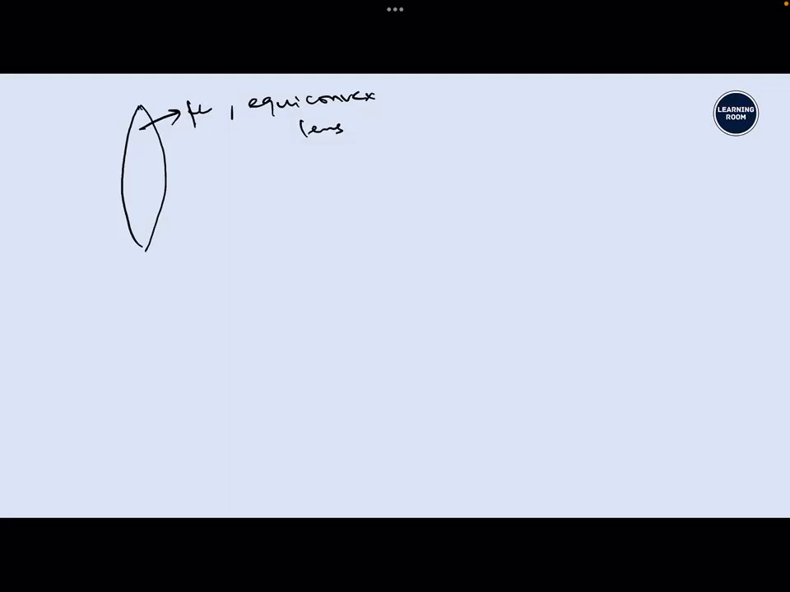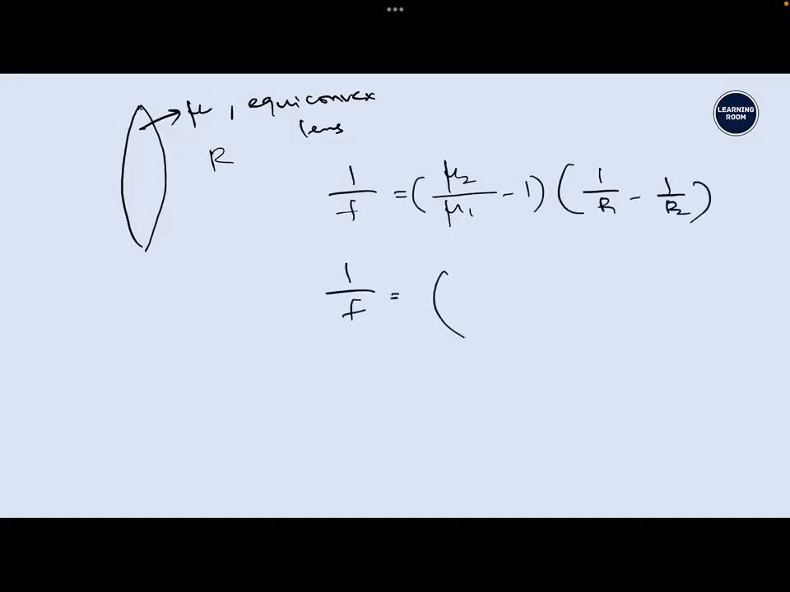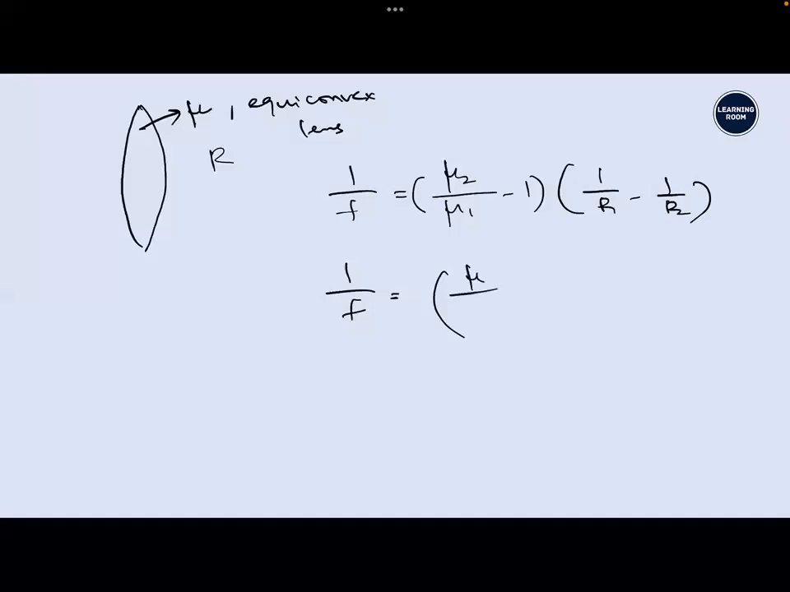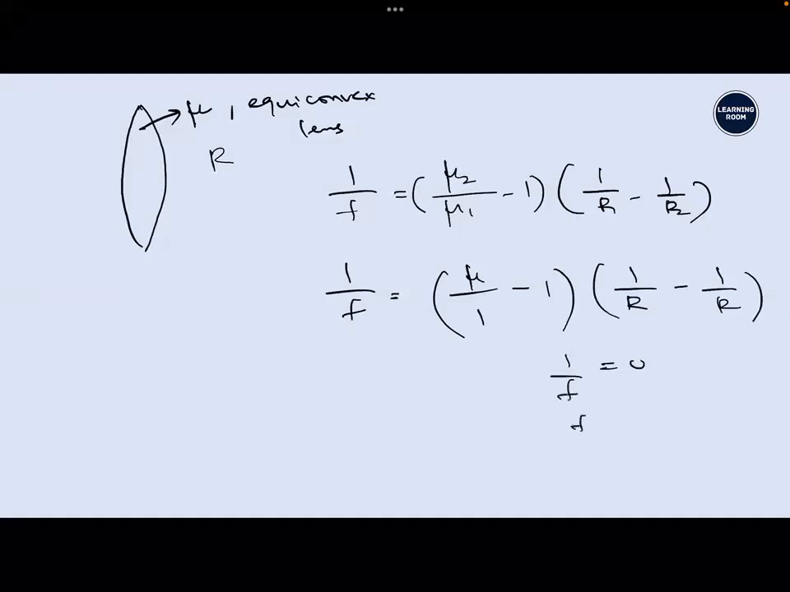If the radius of curvature is R, 1 by F is equal to mu2 divided by mu1 minus 1 into 1 by R1 minus 1 by R2. 1 by F is equal to, what is mu2? mu2 is the refractive index of the material, of the lens material. It is mu divided by mu1, which is the outside medium's refractive index, 1, minus 1 into 1 divided by R minus 1 by R. What will the answer be? This will be 0. So focal length will be infinity. Correct?